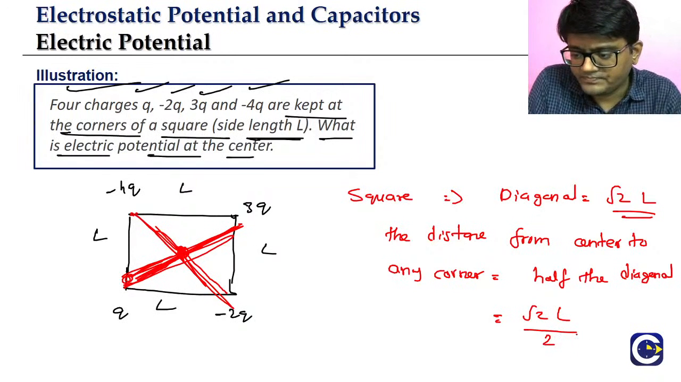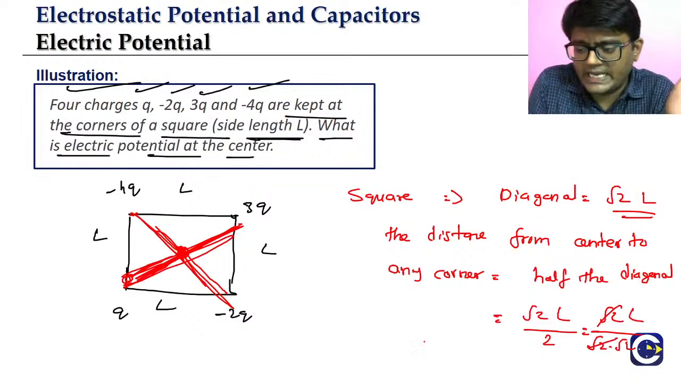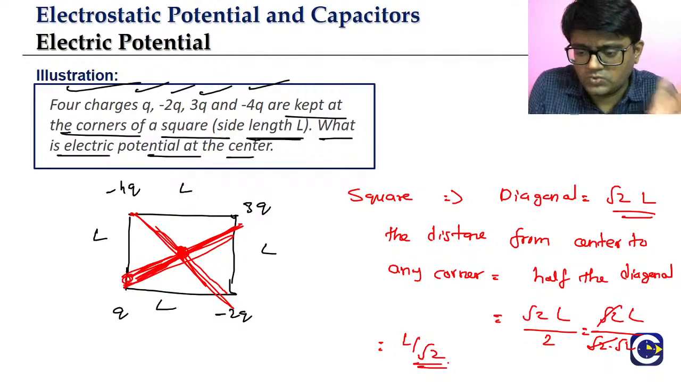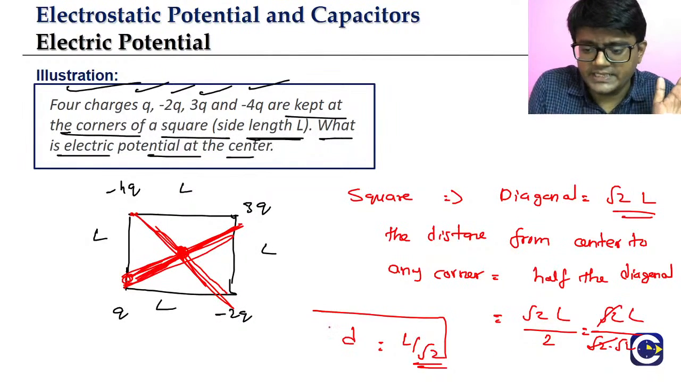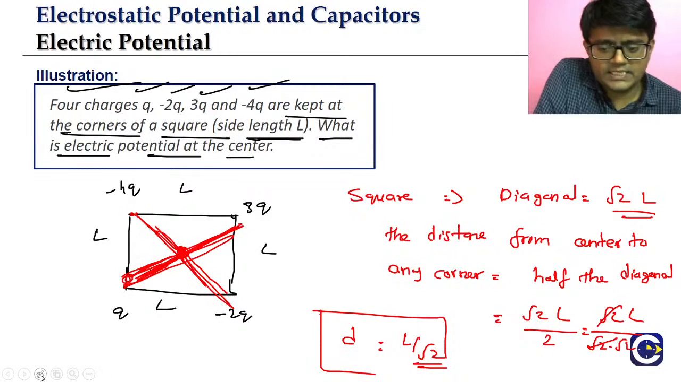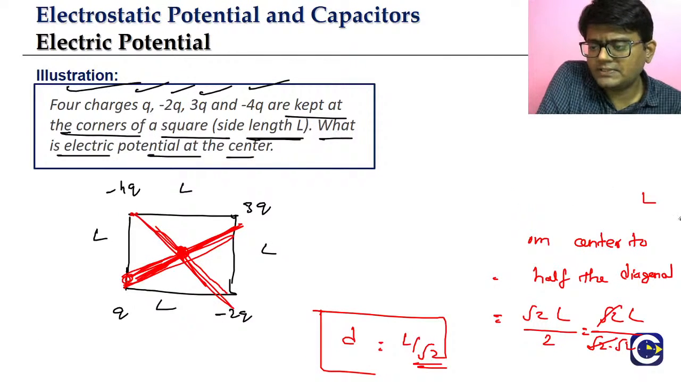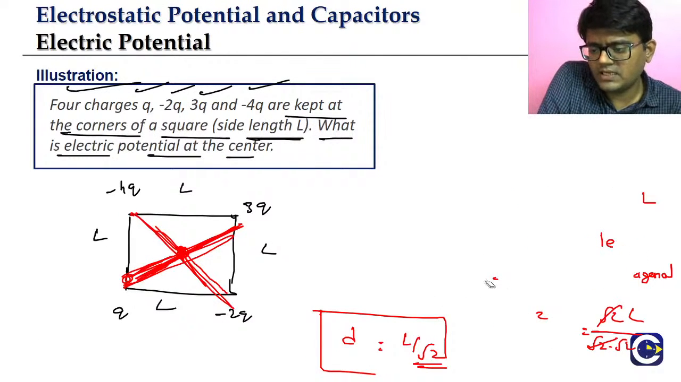Look here, how can we write 2? Root 2 into root 2. Then root 2 will cancel. What is it? L by root 2. So this is our D, the distance from any corner to the center of the square. What is it? L by root 2. Okay? So if you remember this result, the approach after that will be very simple.